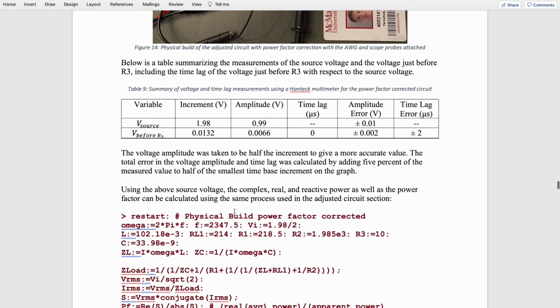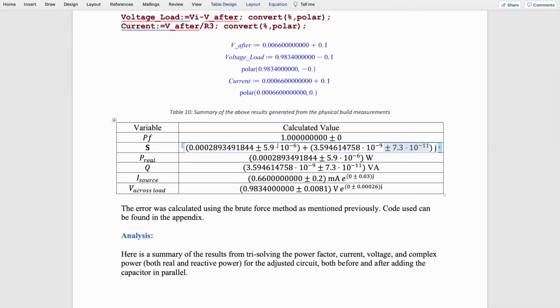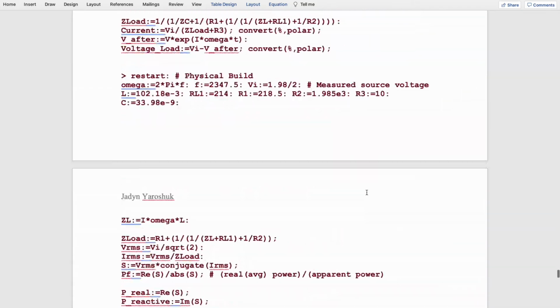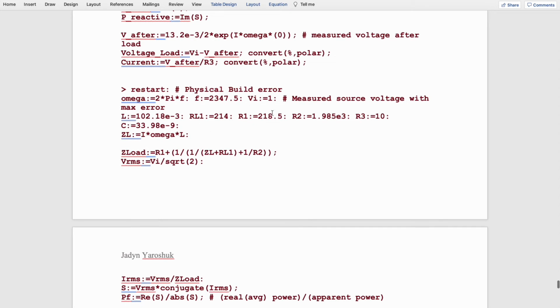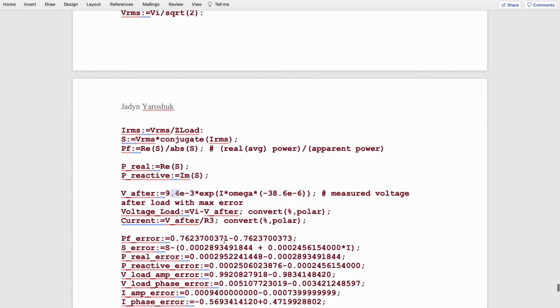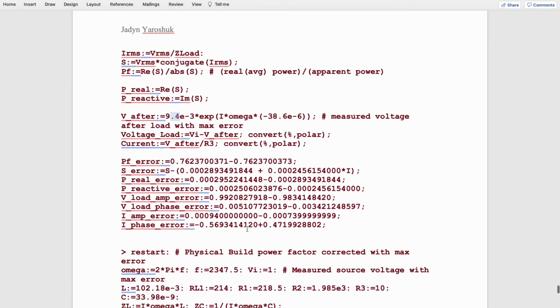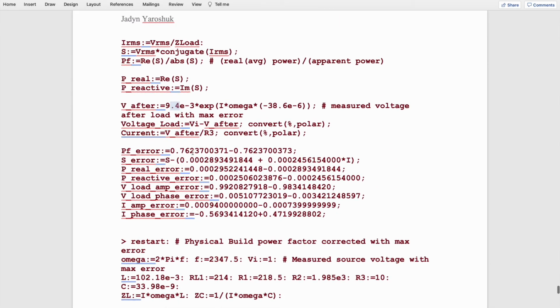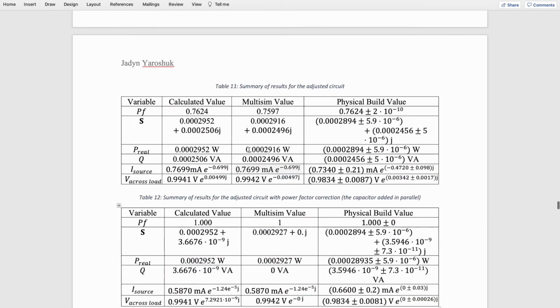Again, we repeat this for the capacitor added in parallel to correct the power factor, with the same calculations. But note that to get the error for the calculated values, I just used the brute force method, which I could scroll down to. I added the maximum error to the initial voltage as well as the time lag and the voltage measured amplitude, and then subtracted it from just the calculations that were done without this max error to get the error in all these calculations. And so the results for this solving method are summarized here.